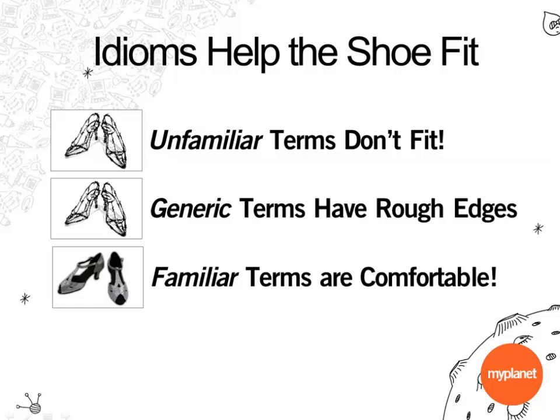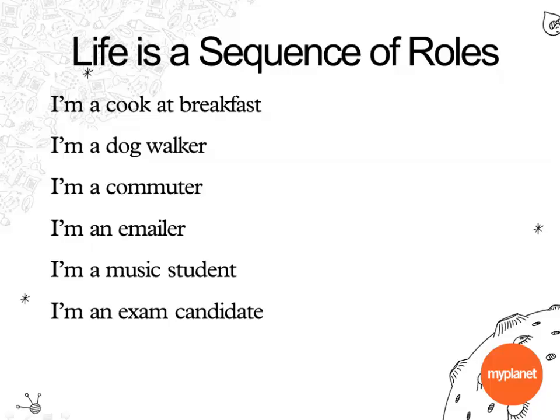The entire interface becomes invisible. No one notices. That's the best we can hope for. Other than that, it's pain. We want no pain. We want people to just go dancing. So, roles. Life is a sequence of roles. Roles happen all the time.